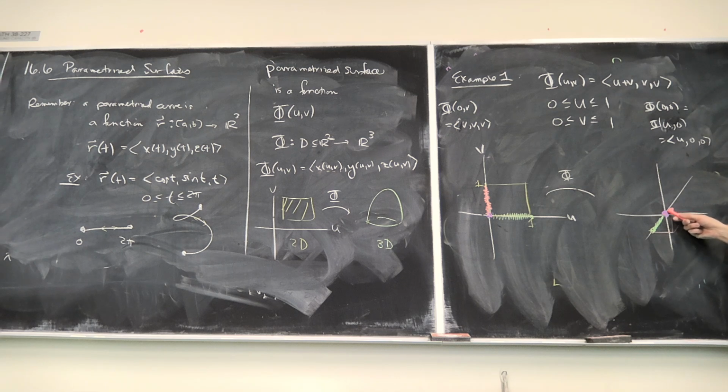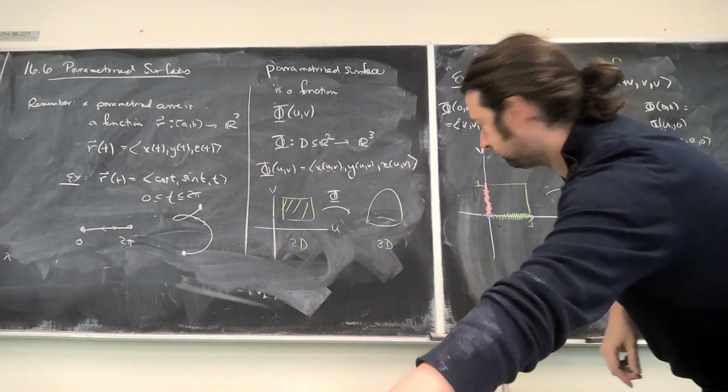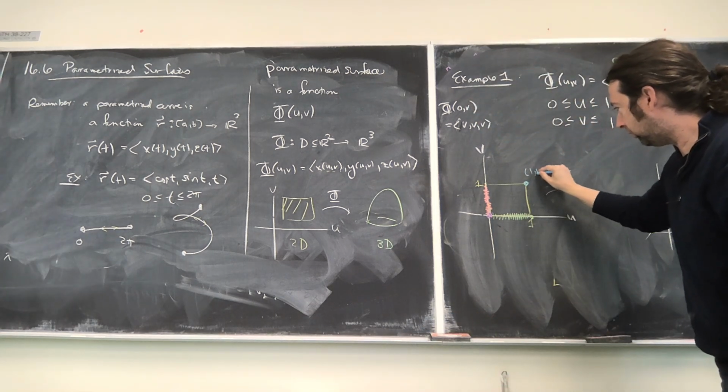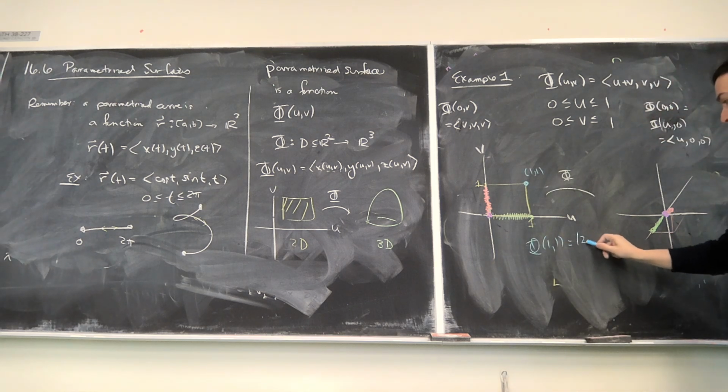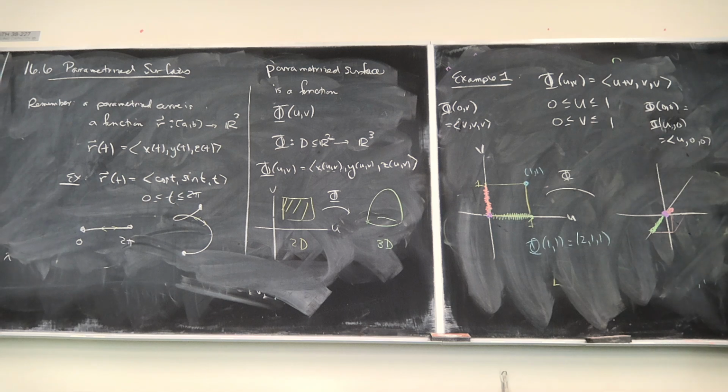That's like an arrow coming out of the board at you like this. I know it's hard to see. 1, 1, 1. Okay, so that line segment got turned into something that looks like this. I might as well keep track of what happened up here. That's the point 1, 1 in the UV plane. Phi of 1, 1 turns into the vector 2, 1, 1. 2 units out, 1 unit over, 1 unit up. I've got to get higher than that.